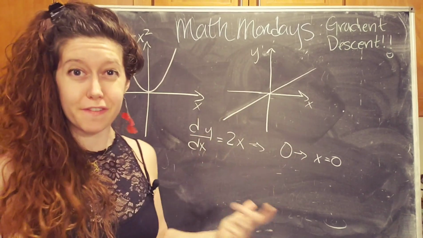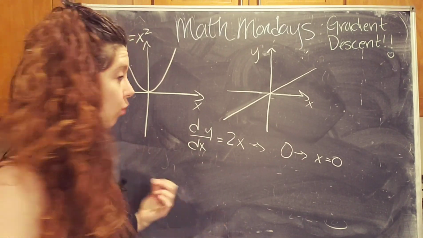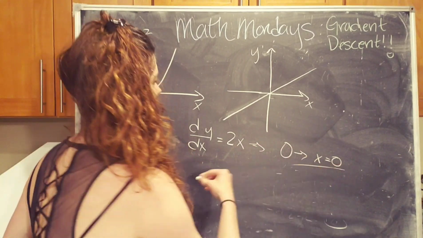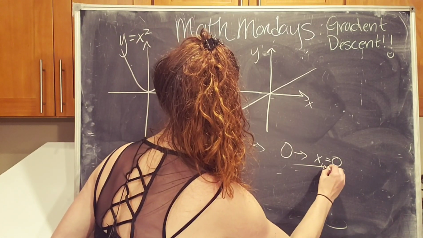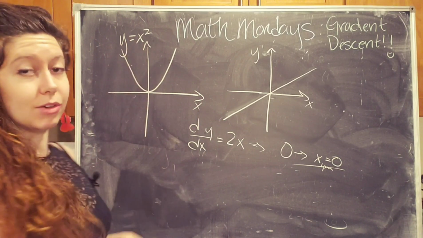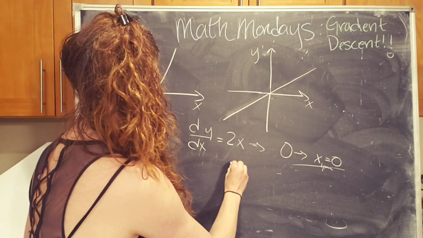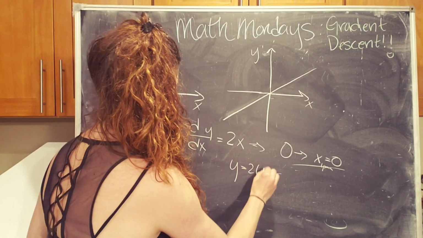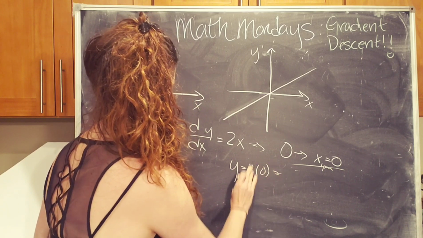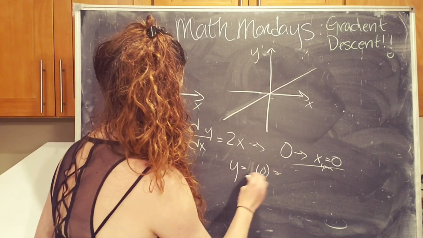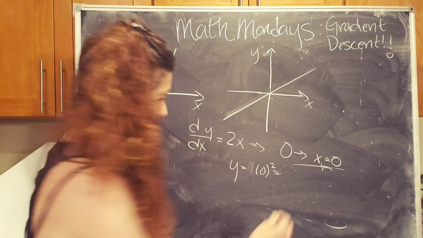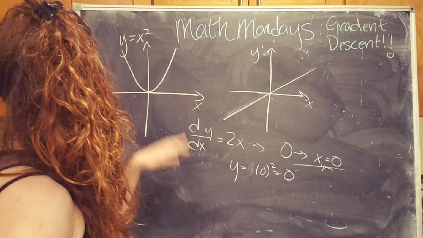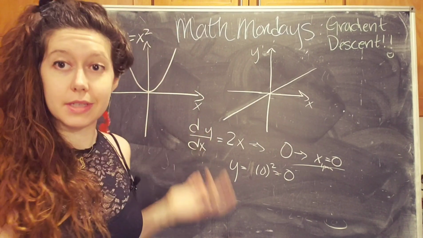Then if we wanted to figure out what that minimum value of y is, we just take our value for x at y min, and we plug it back into our equation for y. So we would get y equals 2 times 0. Oh, boom. Oopsies. That's silly. y equals 0 squared, which still gives us 0. So the minimum of y is 0.